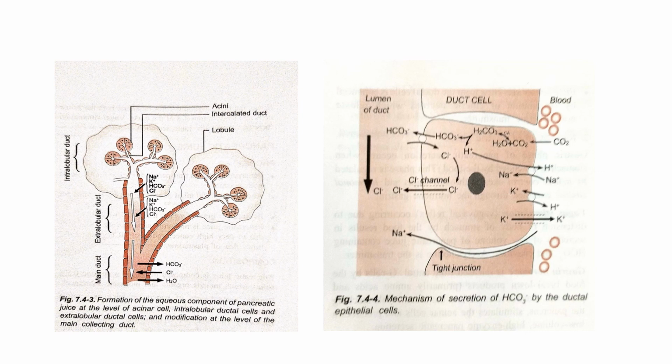So what happens in the acinar cells? The acinar fluid is isotonic and resembles plasma in its concentration of sodium, potassium, chloride and bicarbonate. It is stimulated by cholecystokinin and acetylcholine. In the intralobular and extralobular ductal cells, what happens? There is a higher concentration of potassium and bicarbonate because of this mechanism.